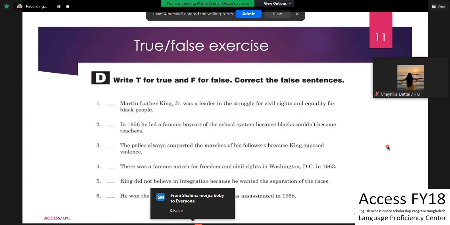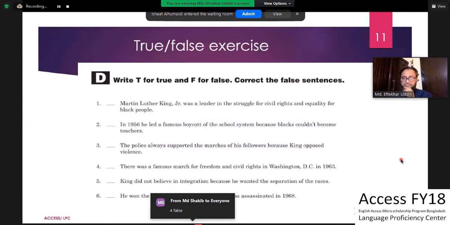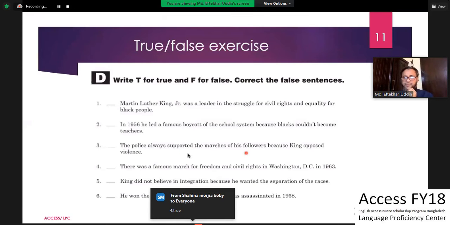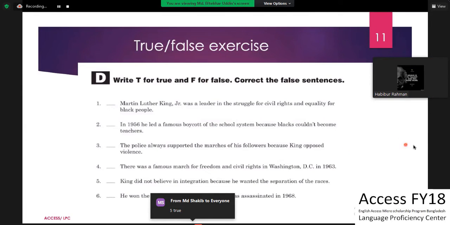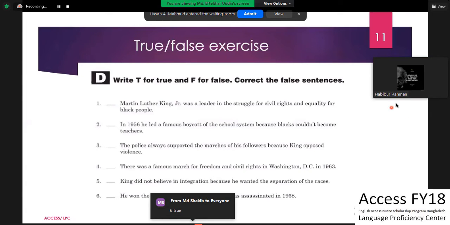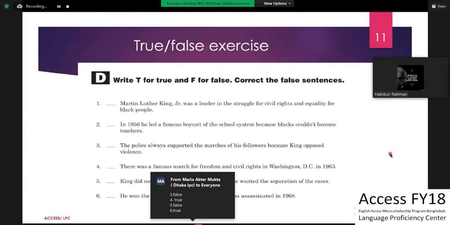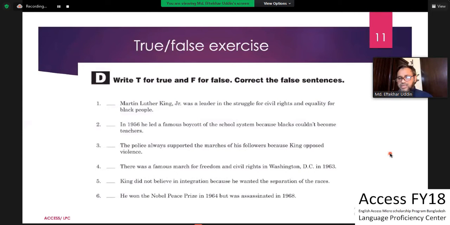Next one. There are so many responses. Habibur Rahman, number 3. Yes, sir. The police always supported the marches of his followers because King opposed violence. Is it true or false? It's false. What is the correct information? The police didn't support them. So they didn't support the marches. Okay, well done.